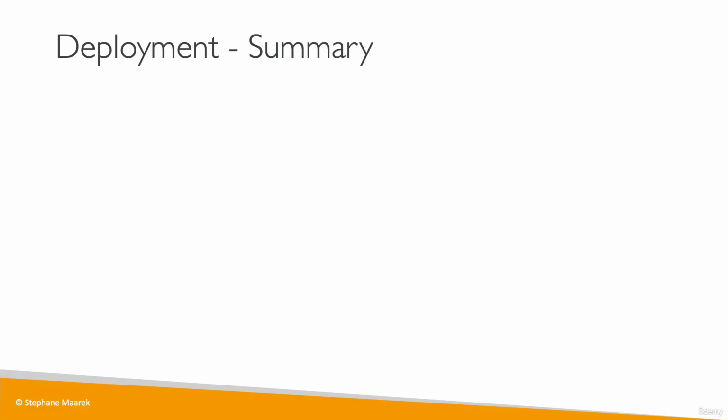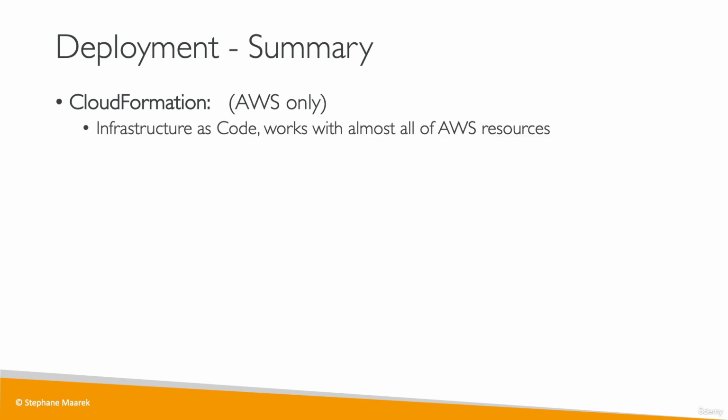Okay, so let's summarize everything we learned about deployment on AWS. So first, CloudFormation, which is an AWS-only tool, which is allowing you to do infrastructure as code and works with almost all types of AWS resources. This allows you to create templates, and these templates can be used to deploy infrastructure on AWS and to use these templates across different regions and accounts to make your infrastructure truly repeatable.